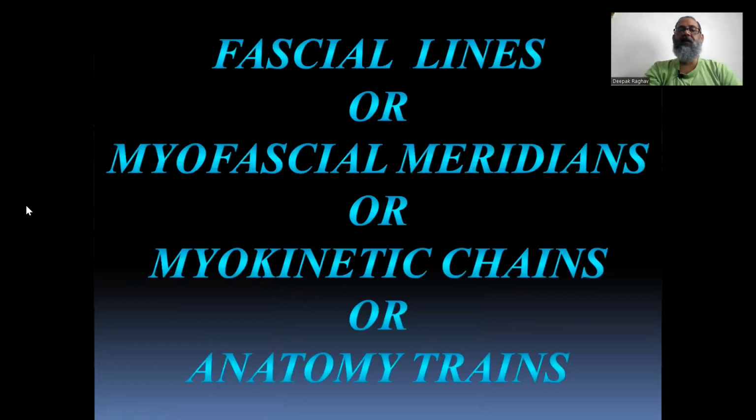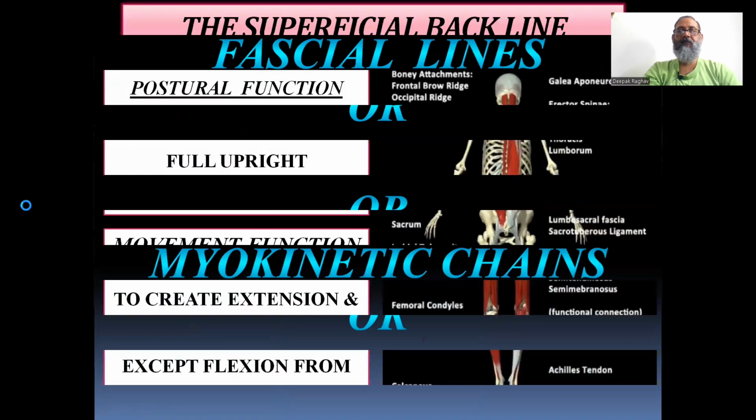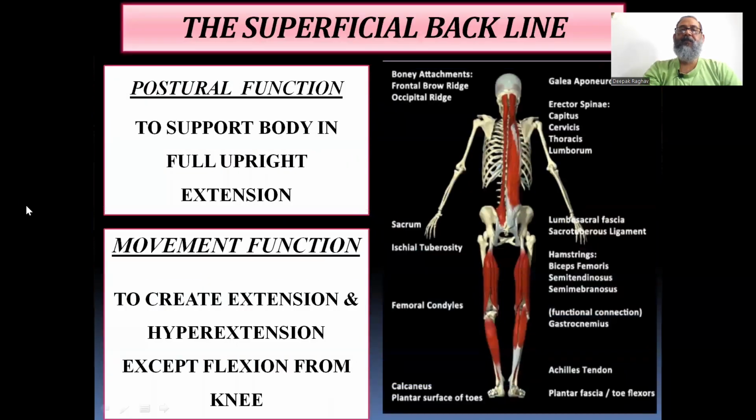Now come to the fascial lines, or myofascial meridians, or myokinetic chains, or anatomical chains. All these are the same things. First is the superficial back line. Postural function is to support the body in full upright extension. Movement function is to create extension and hyperextension, except flexion from the knee. The bony attachments and muscular attachments are given in the figure.